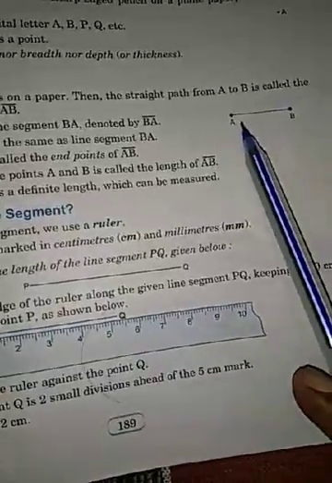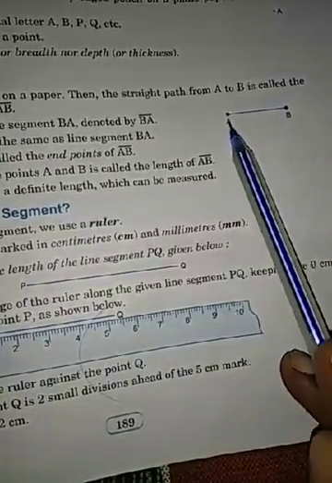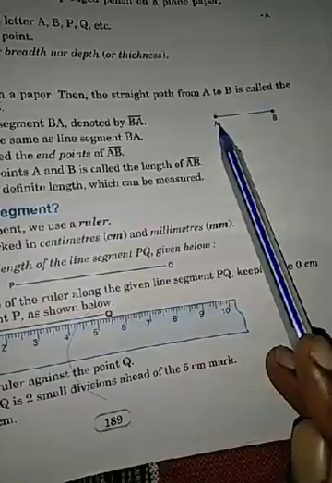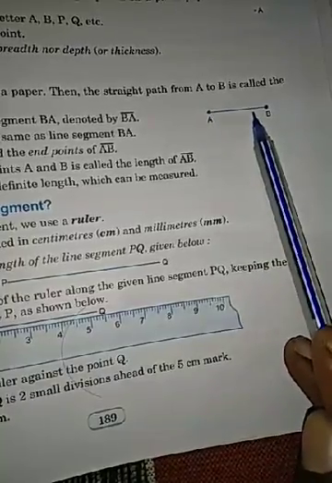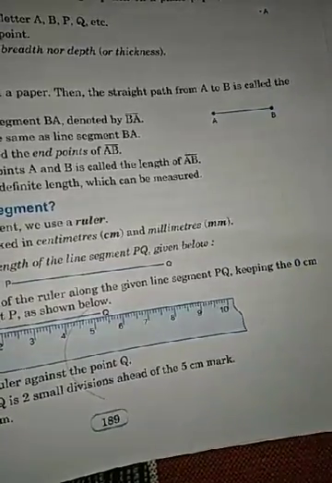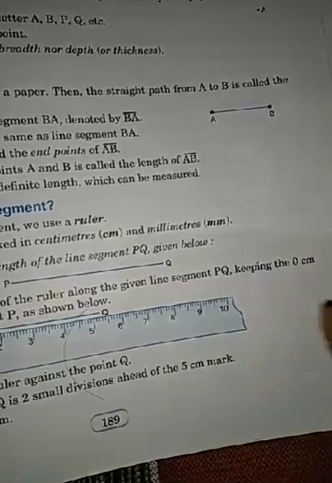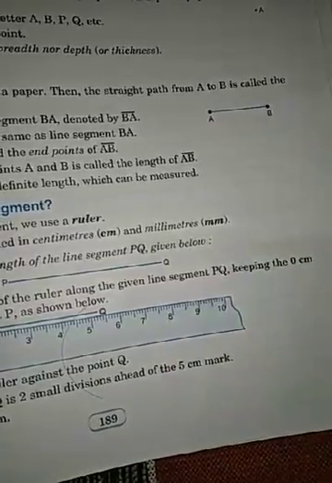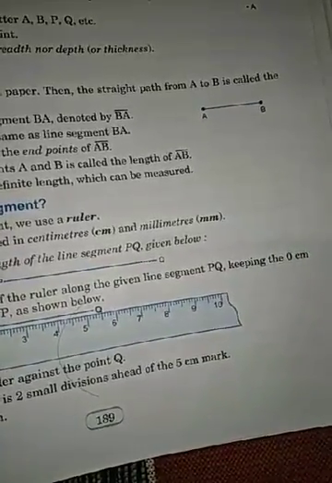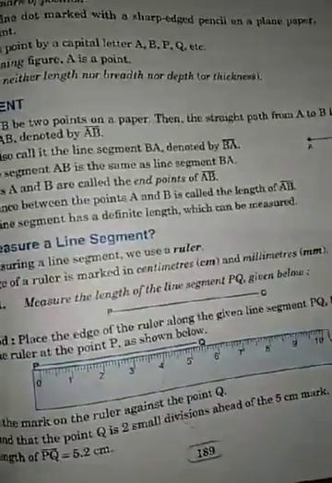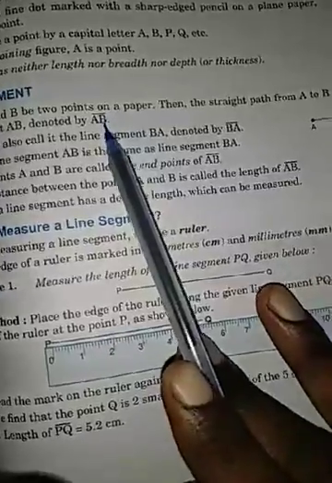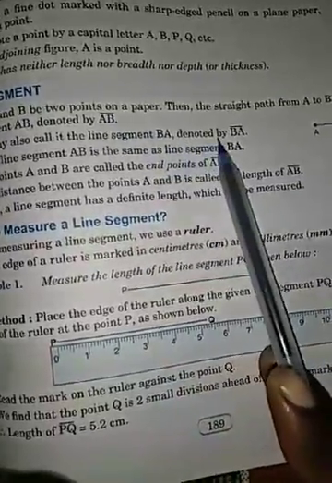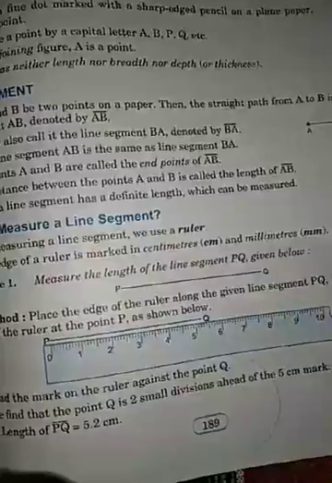A line segment has two endpoints. The line segment AB has two endpoints, one is point A and another one is point B. The distance between the points A and B is called the length of line segment AB. Thus a line segment has a definite length which can be measured. Line segment AB can be denoted by a bar over AB, and line segment BA by a bar over BA.